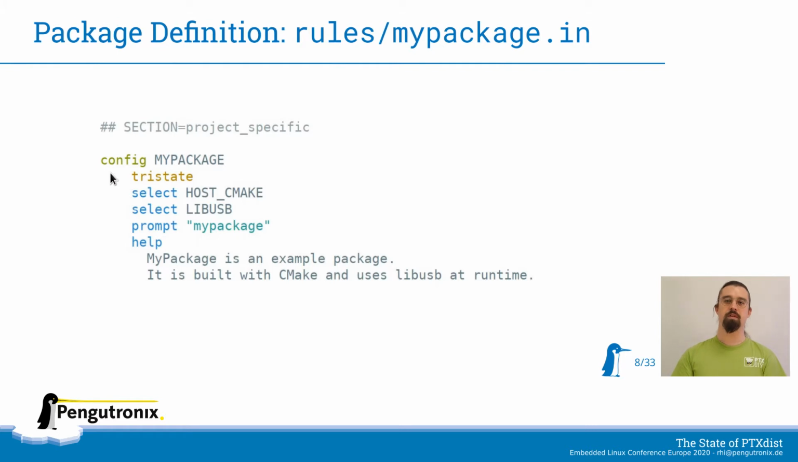Then you define your config symbol. It is usually the same name of the package in uppercase. It is a tri-state option, so you can select yes, no, or as a module. We'll see about that later. And then you have to select your dependencies. In this case, we need to use the CMake host tool because we're using CMake as a build system. So PTXdist needs to build this one first before building my package. And then also we're selecting libusb as a dependency. And then some prompt and help text.